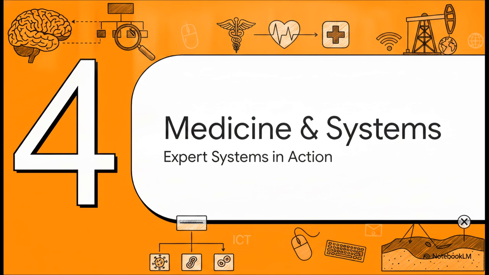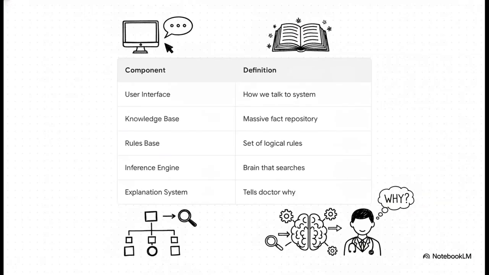Let's shift gears to Section 4, Medicine and Expert Systems. This is a super fascinating area where technology actually mimics human intelligence. For the exam, you have to be able to define 5 specific components of an expert system. It's especially crucial to differentiate the inference engine, which does the actual reasoning, from the rules base.